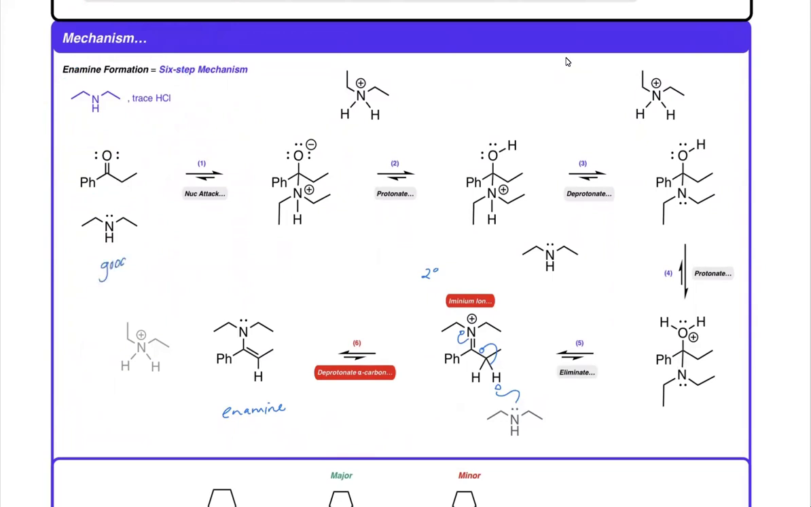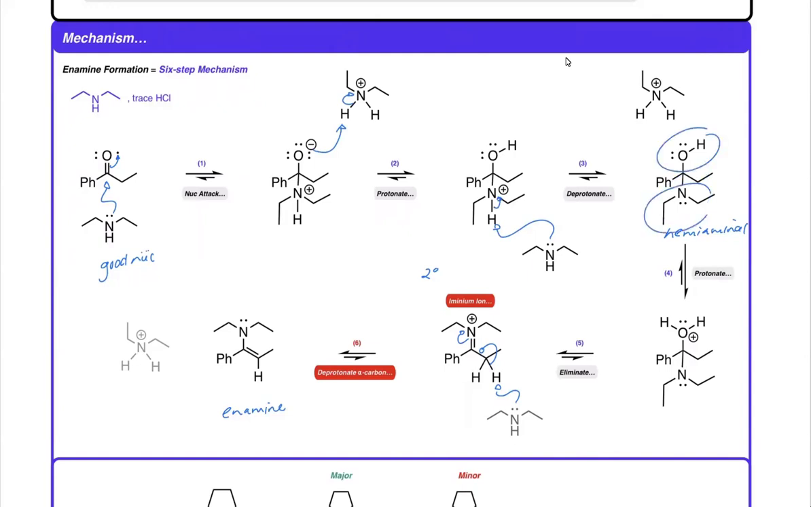Because my neutral amine is a good nucleophile, I'm going to attack right away at the carbonyl carbon and break the pi bond. That generates a tetrahedral structure with a positive and a negative charge. I need to alleviate both of those to get to my hemi-aminal intermediate. So I'm going to protonate my oxygen atom, making that into a neutral OH. I then also need to deprotonate my nitrogen atom, making my nitrogen neutral.